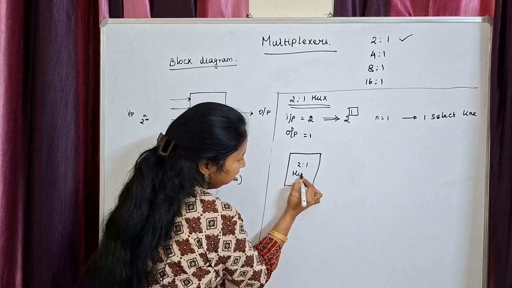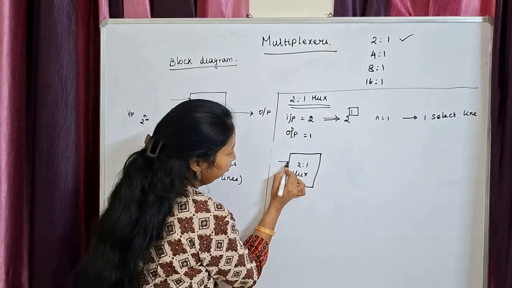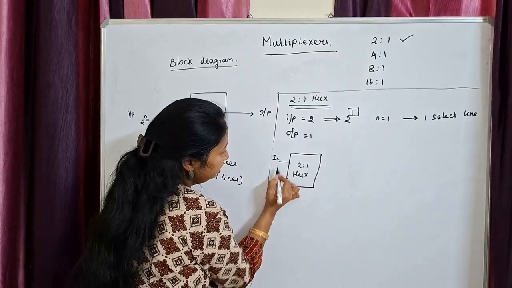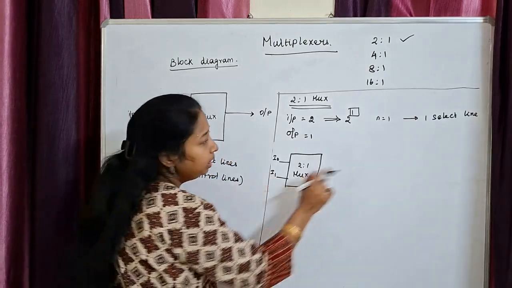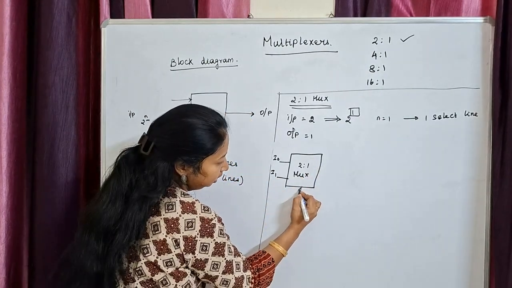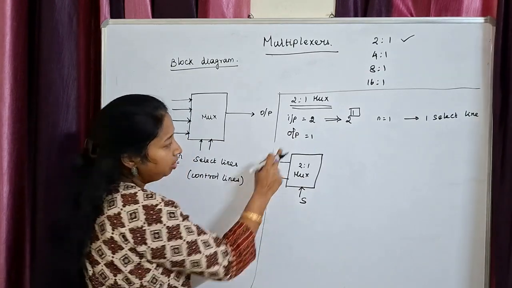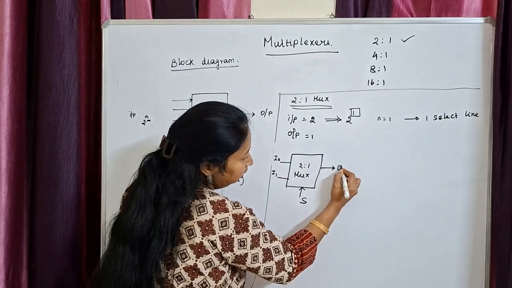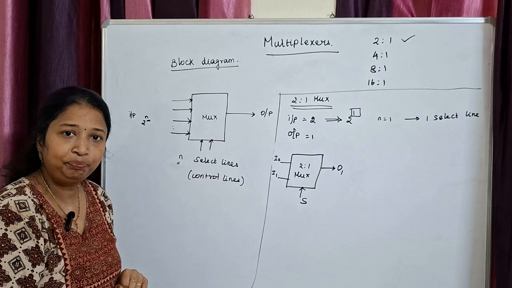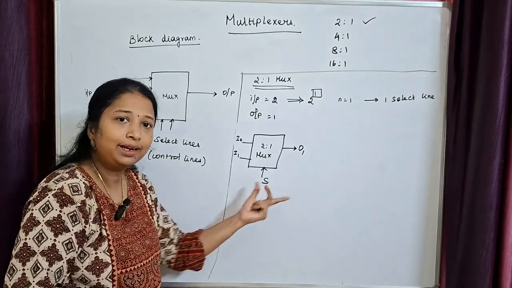2:1 multiplexer. How many inputs do you have? You have got two inputs. Let my inputs be I0 and I1. How many select lines do you have? You have got only one select line, so let it be S. How many outputs do you have? You have got only one output, so let my output be O. Now, after drawing a block diagram, what is the next step?